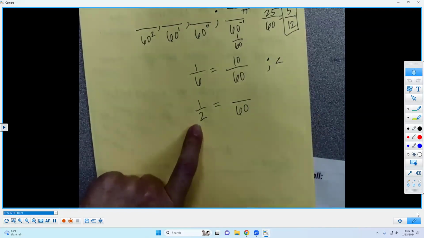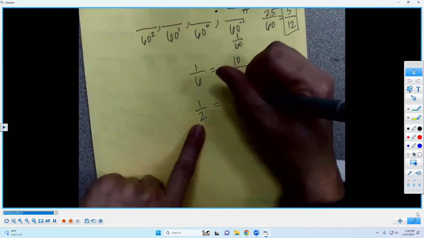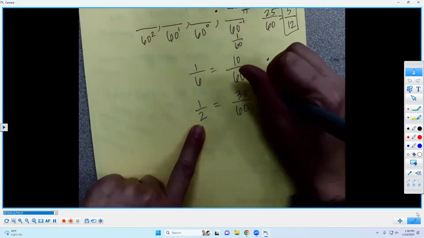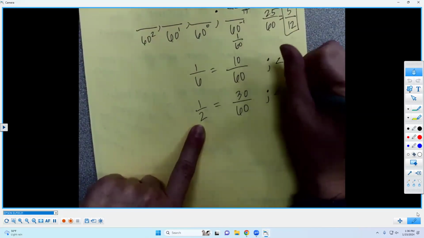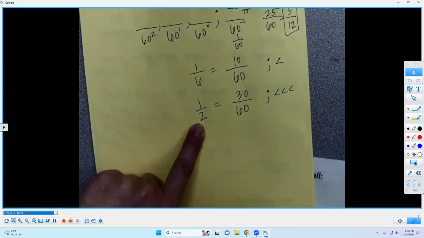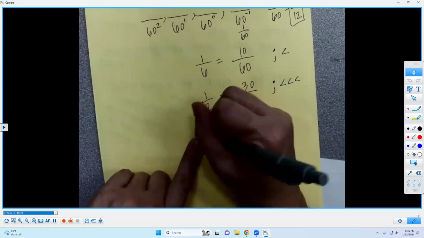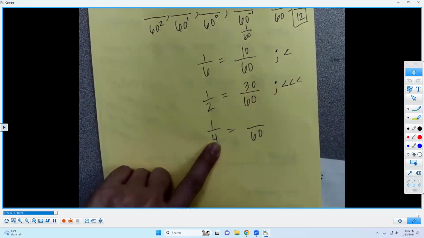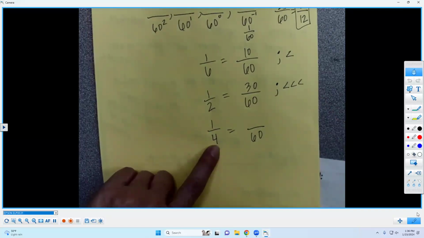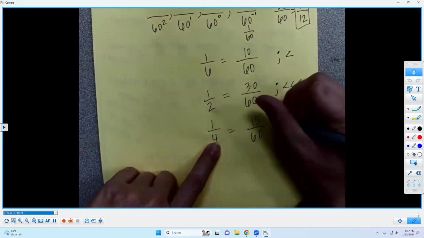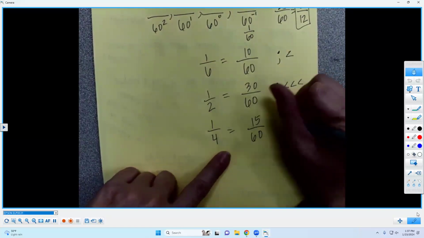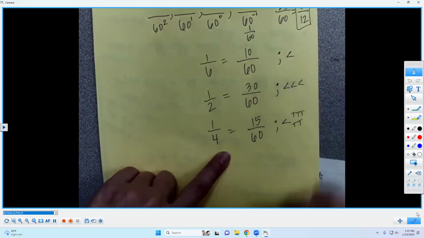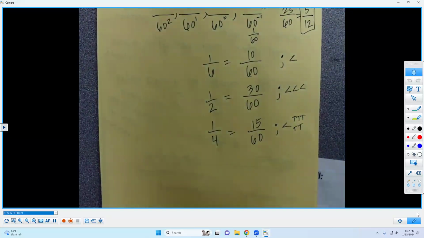If I wanted to do the number 1/2, I need to make that into some fraction over 60. How do I make it into a fraction over 60? Multiply by 30. So it'd be 30 over 60. So this would be the fraction. 3 of those. Does that make sense? What about if I wanted to do 1/4? You have to multiply by 15. So 15 over 60. So 1, 2, 3, 4, 5. Does that kind of make sense?